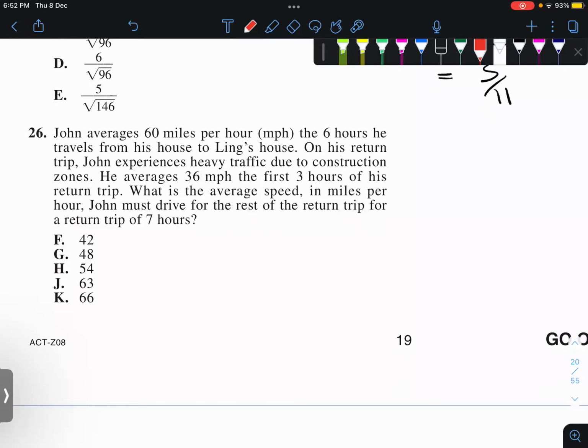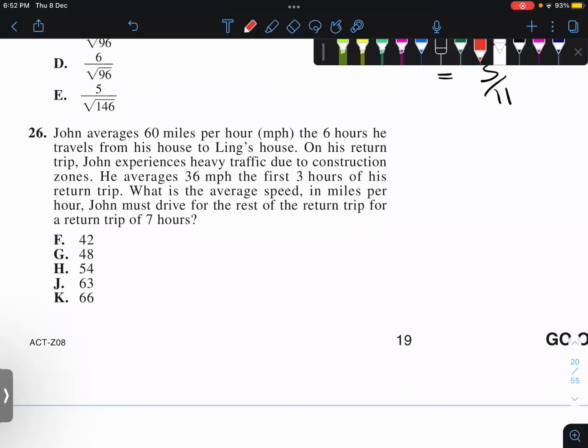60 miles per hour for the 6 hours he travels from his house to Link's house. Okay, but when he moves back, on the return trip, in the first 3 hours his average speed is 36 miles per hour. In the remaining 4 hours, what is the average speed in miles per hour he must drive for the rest of the return trip for a return trip of 7 hours? What's your answer here? Is it J? J, nice.